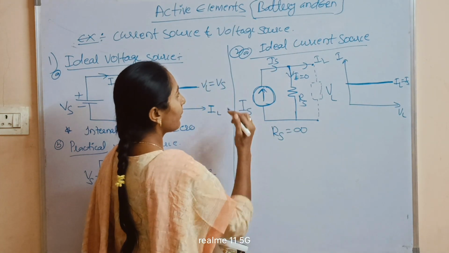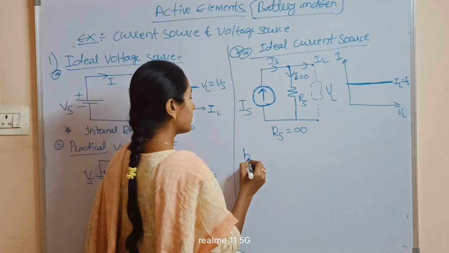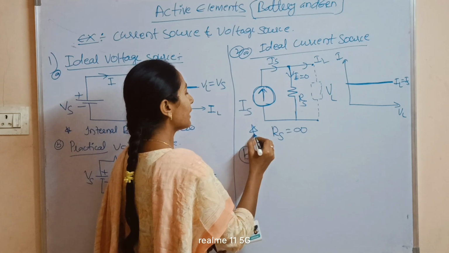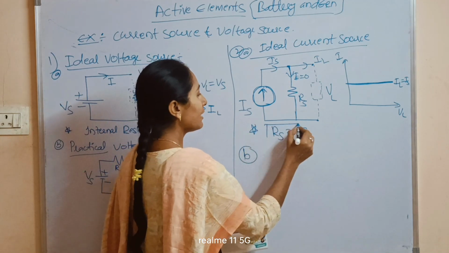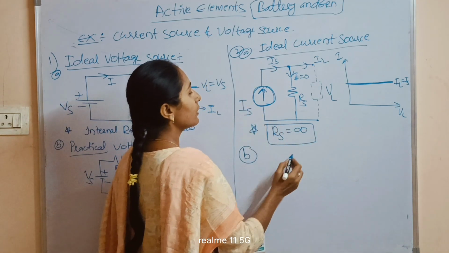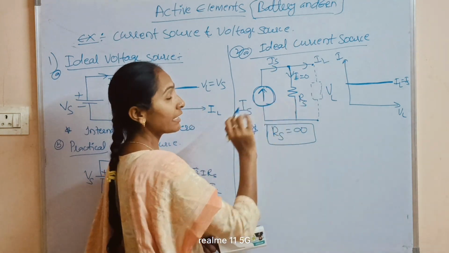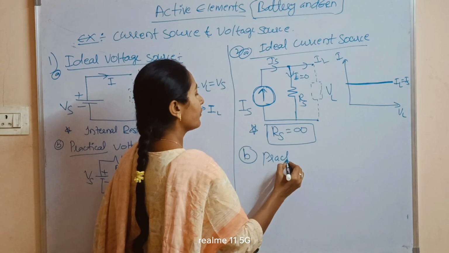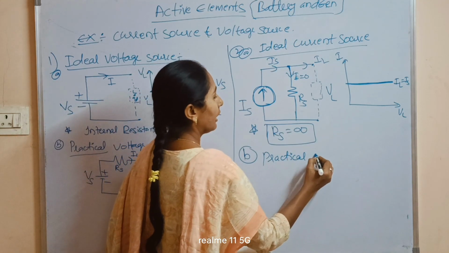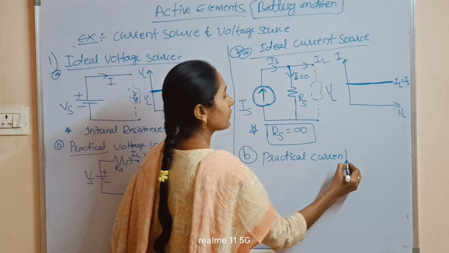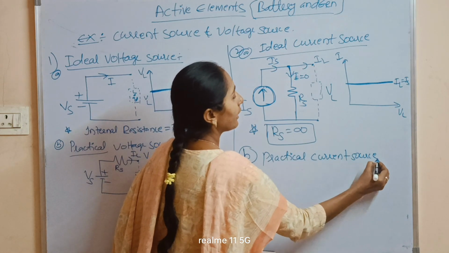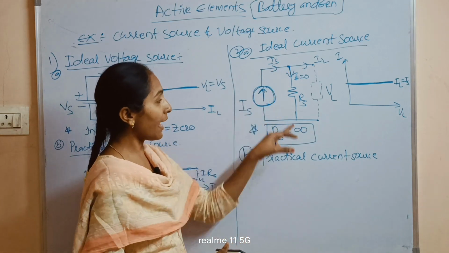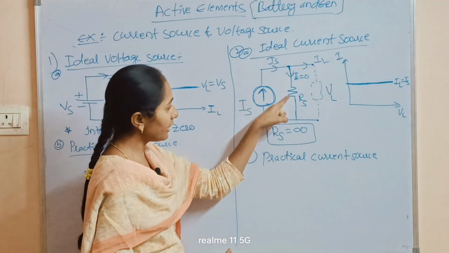Now coming to practical consideration. I am considering B. One key point is that an ideal current source has an internal resistance equal to infinity. Now for a practical current source, this path would need infinite resistance for the current to be 0.